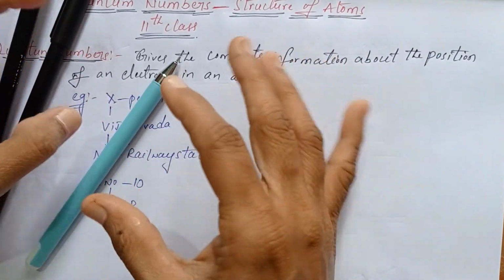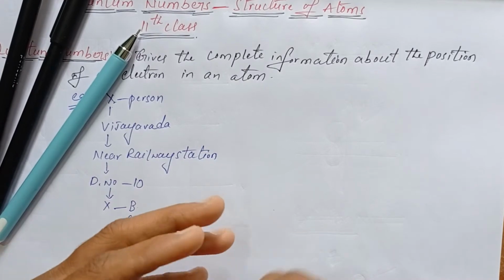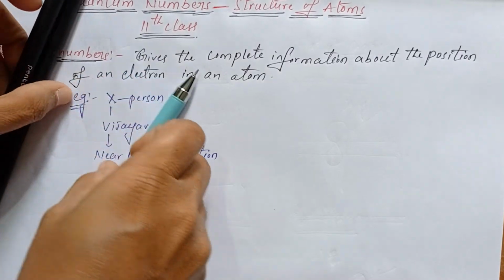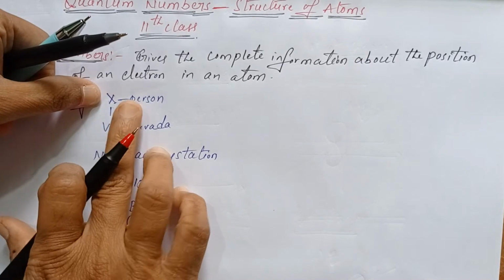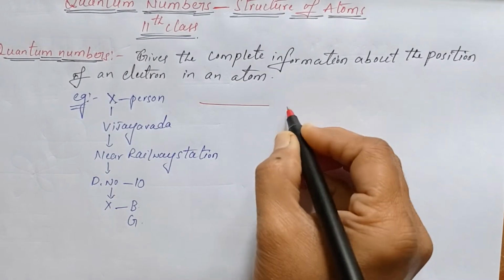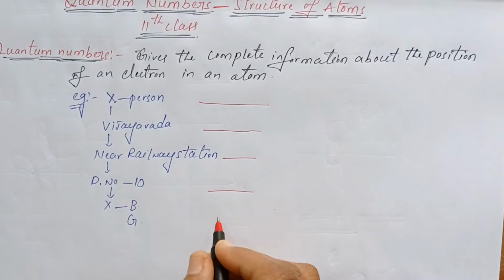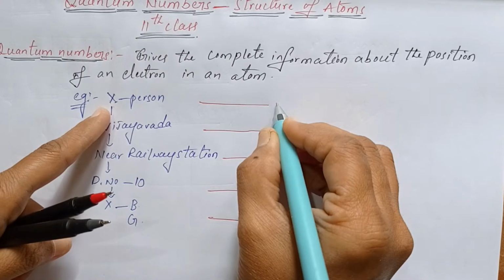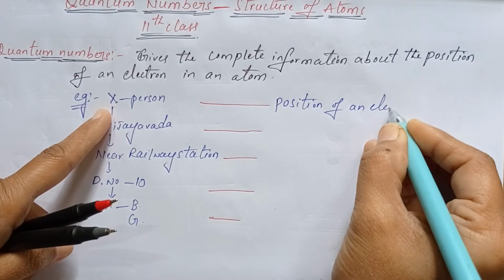So as it is here, these quantum numbers also give the complete idea, that means complete information about the position of an electron. Are you understanding, students? So here, in the place of the X person, I want the position of an electron. Are you clear? Position of electron, I want the position of an electron.